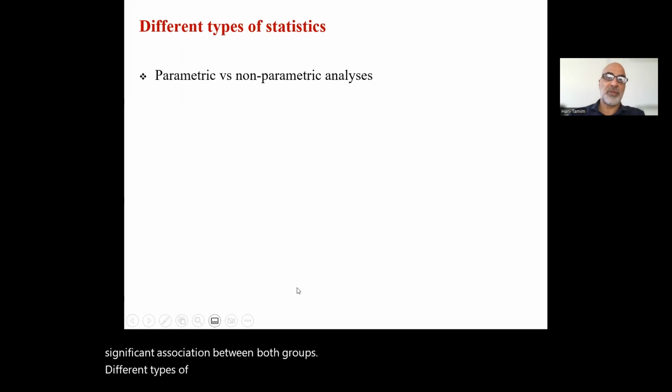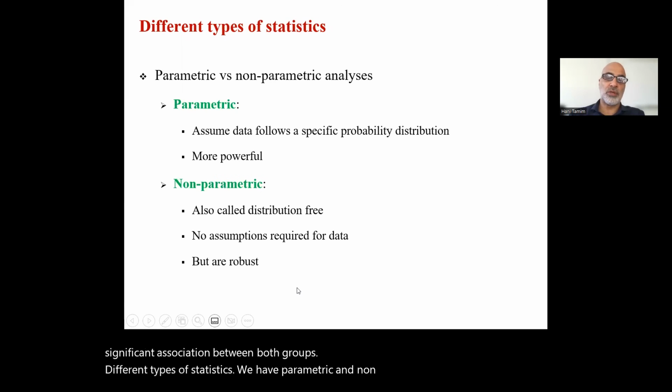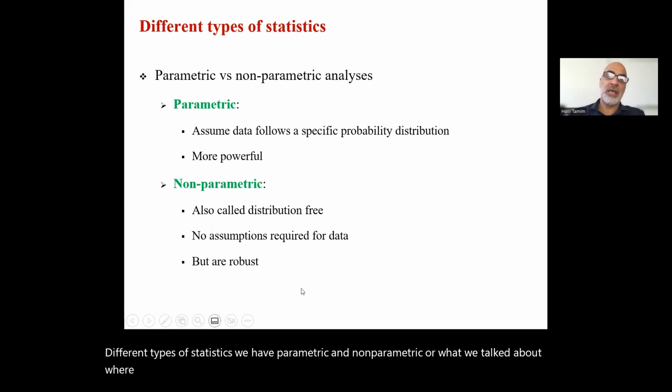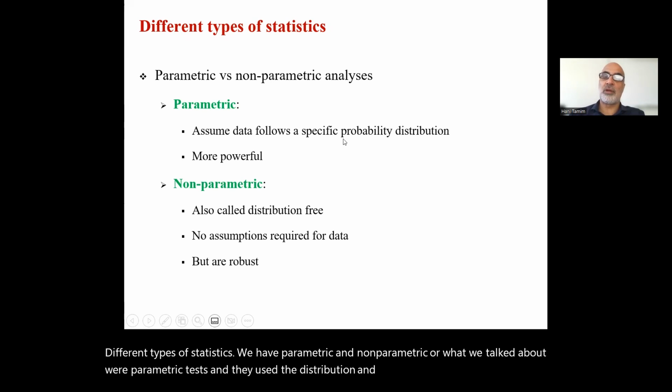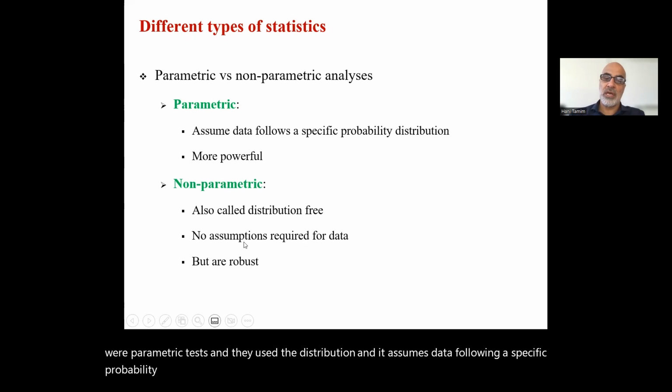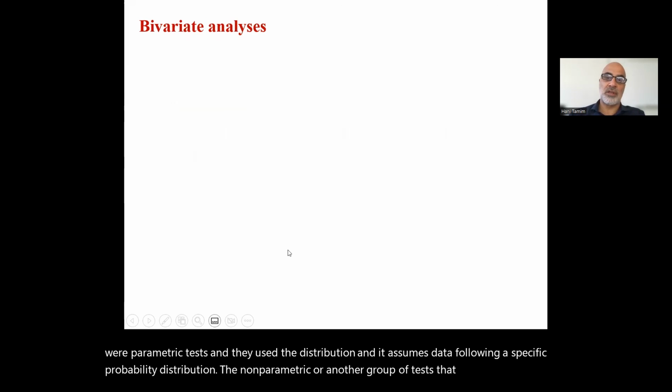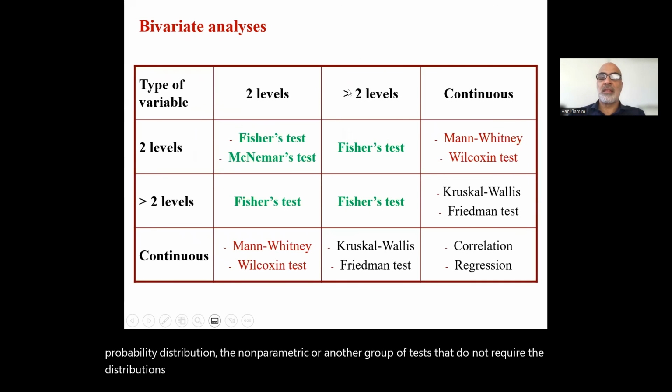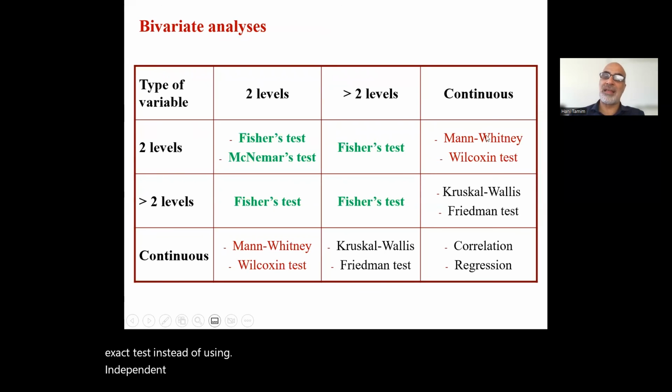Different types of statistics: we have parametric and non-parametric. All what we talked about were parametric tests, and they use the distribution, and it assumes data following a specific probability distribution. The non-parametric are another group of tests that do not require the distributions, and it's the same thing, but instead of using chi-square, I use a test called Fisher's exact test. Instead of using independent t-test, I use Mann-Whitney or Wilcoxon test. Instead of using the ANOVA, I use the Kruskal-Wallis.